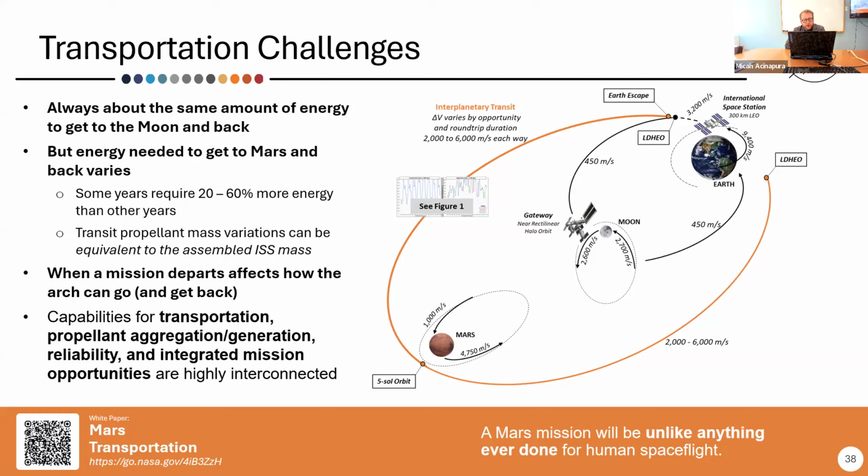And when a mission departs, it affects when it can go back and how. And these capabilities, everything is so interconnected for transportation, aggregation, reliability, the opportunities. Every 26 months, we have a launch window. But we're going to take off from the gateway. Like I was saying, around the gateway, we're going to build the Mars transportation vehicle and then go to Mars and back from there. And so it's just a new paradigm. It's unlike anything else.